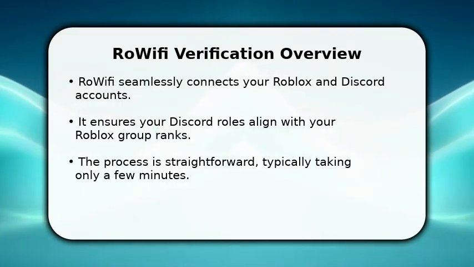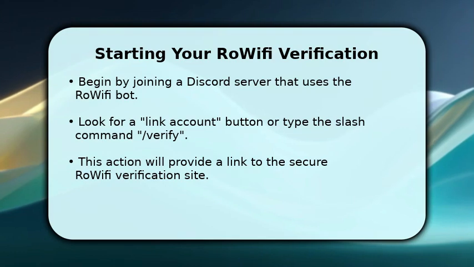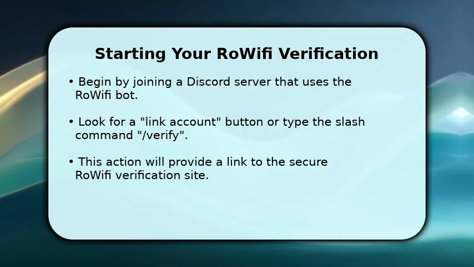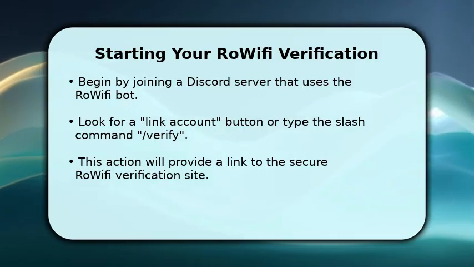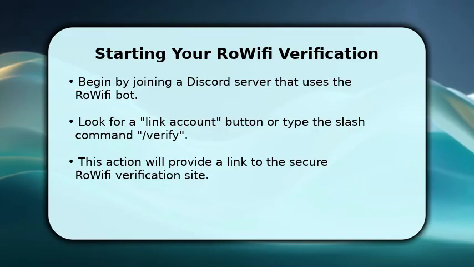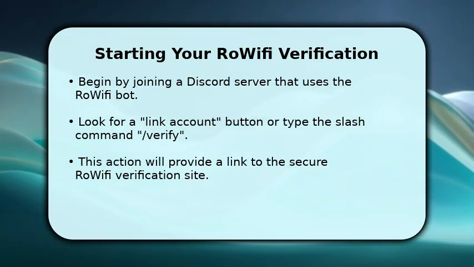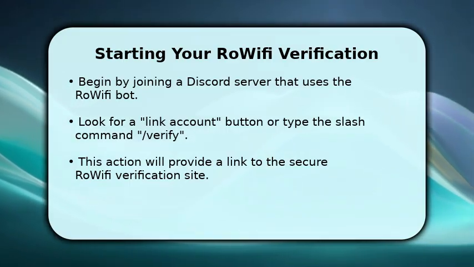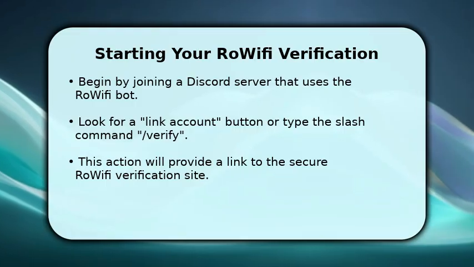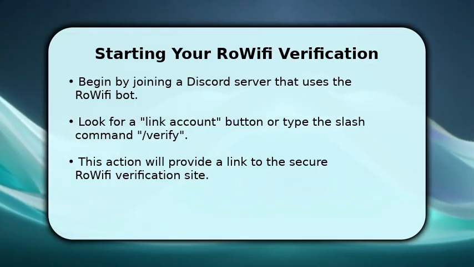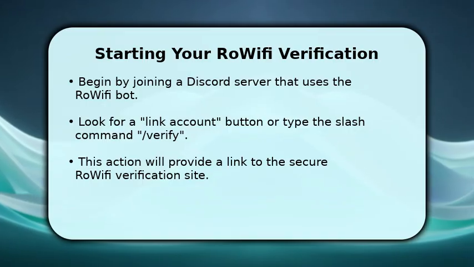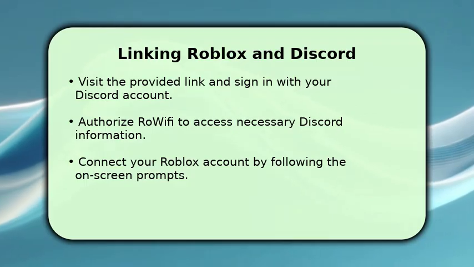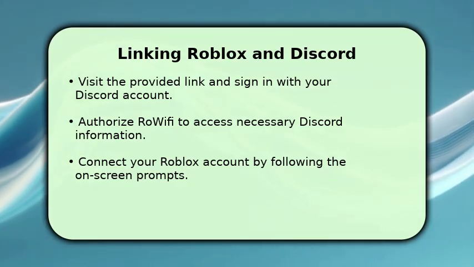To start your Rowifi verification, first ensure you are in a Discord server utilizing the Rowifi bot. You'll typically find a link account button in a welcome message, or you can simply type the command /verify in any channel. This command will generate a unique link, directing you to the secure Rowifi website to begin the authentication process. Once on the Rowifi website, you will sign in and authorize with your Discord account.